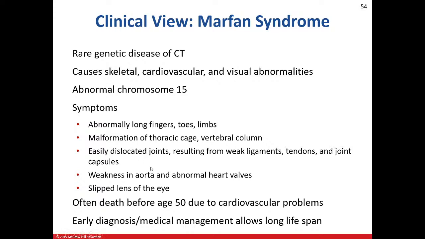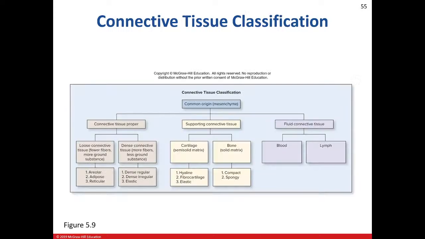They also have a weakness in the aorta and abnormal heart valves that frequently shortens their lives. You may also see a slipped lens of the eye. Often we see death occur before the age of 50 due to the cardiovascular problems, the weakness in the aorta, and the abnormal heart valves. Early diagnosis and medical management can allow a long lifespan. There are some people who think that Abraham Lincoln may have had Marfan syndrome, but we're not going to dig up an American president just to find out if he had Marfan syndrome.